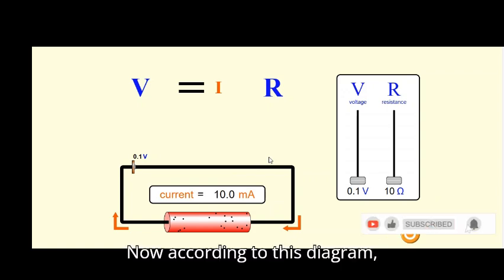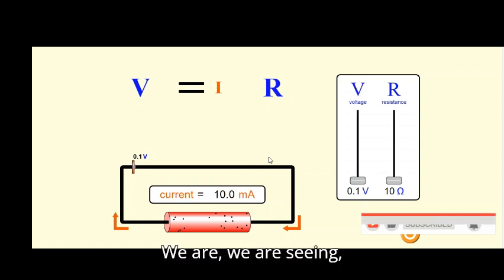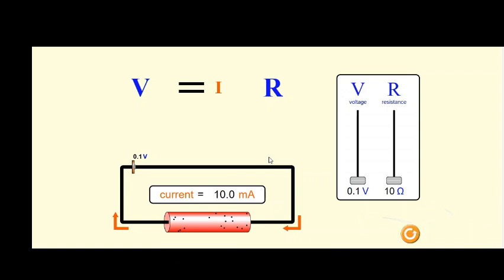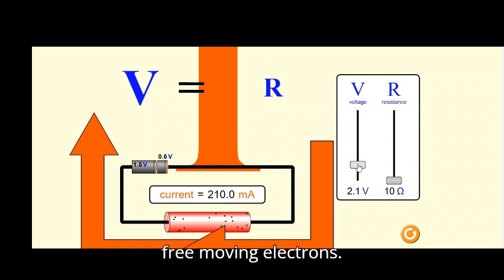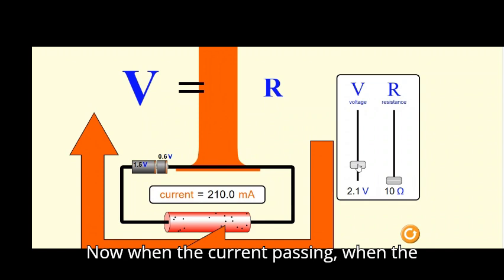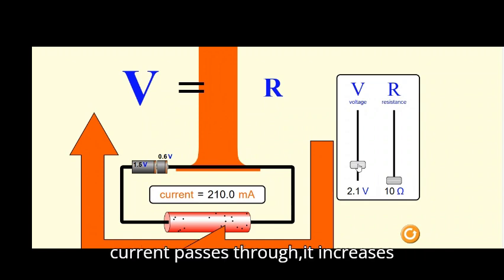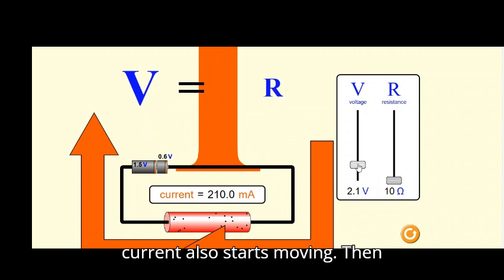Now, according to this diagram, we are seeing a conductor that has dots. What do those dots stand for? They are electrons. Since this is a good conductor, it has free moving electrons. Now when the current passes through, it increases the temperature of these electrons and then they start moving. Hence, current also starts moving.